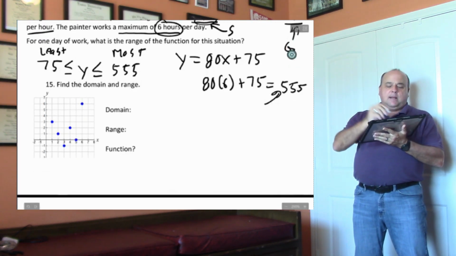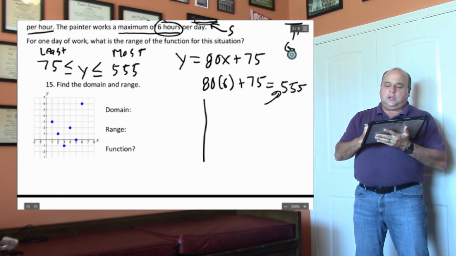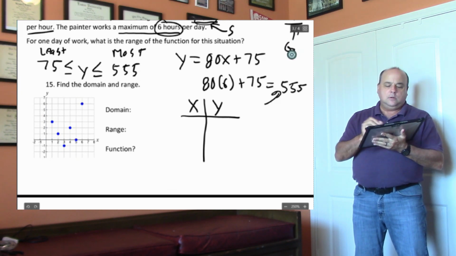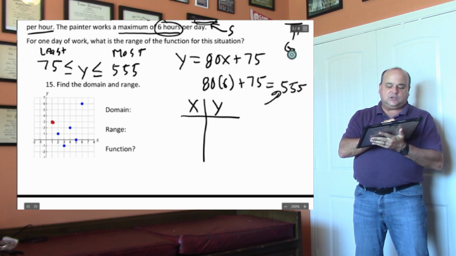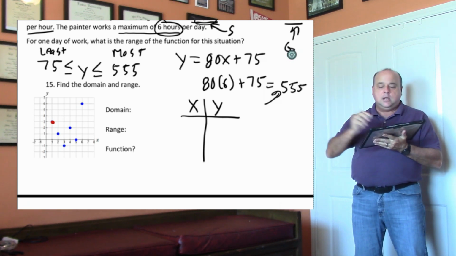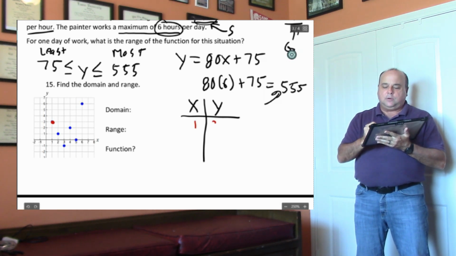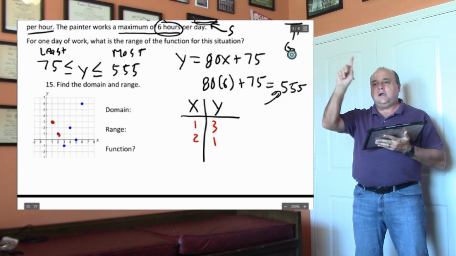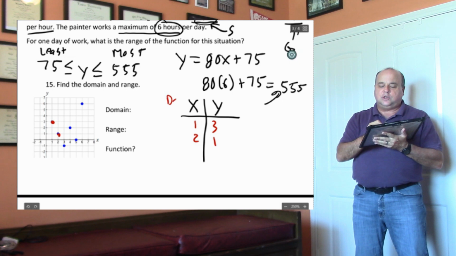Let's do the next one, and I'm going to be really simple on this one. Draw a T-chart. I'm not going to do this for you. I'll do the first one for you. Let's go from left to right. So this dot would be 1, 3, wouldn't it? The next dot would be 2, 1, right? Finish graphing all these dots. The x is your domain, and the range is your y. And then you would write them with the braces, right?